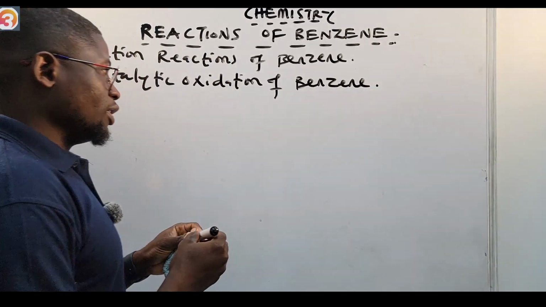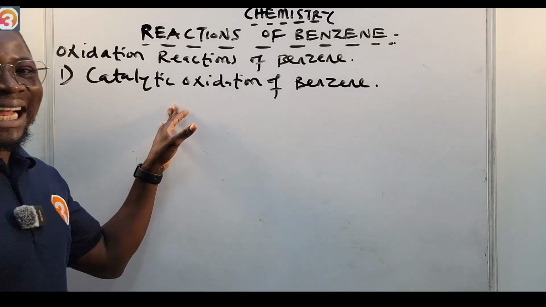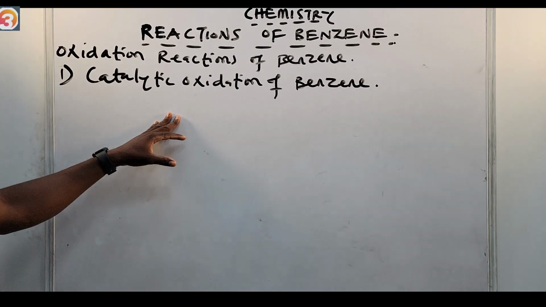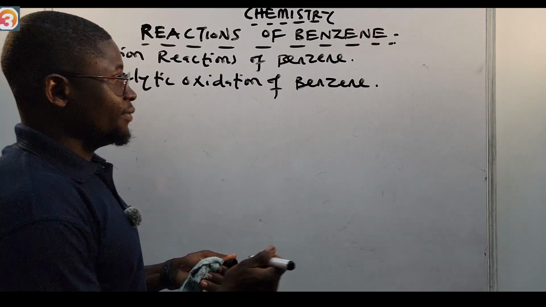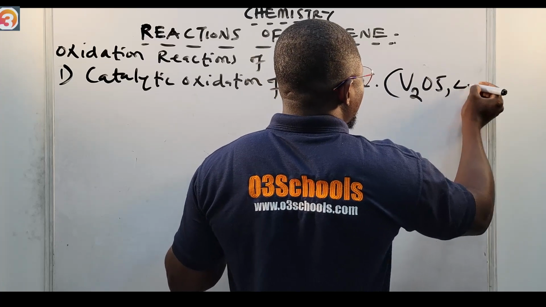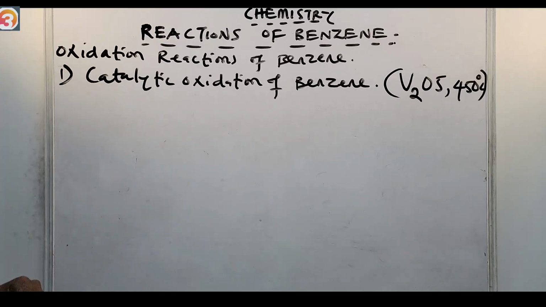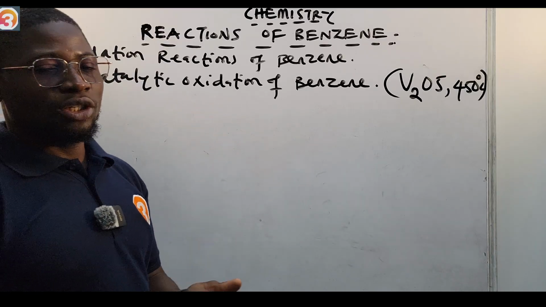This means that benzene reacts with oxygen in the presence of a catalyst. The catalyst is vanadium pentoxide. So the reaction condition is V2O5 as catalyst at a temperature of 450 degrees Celsius. This is the reaction condition for the catalytic oxidation of benzene.